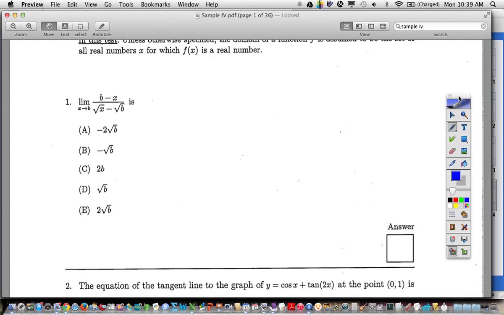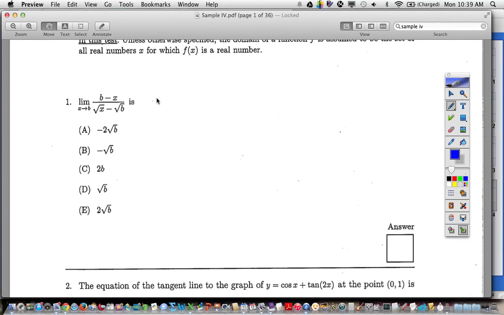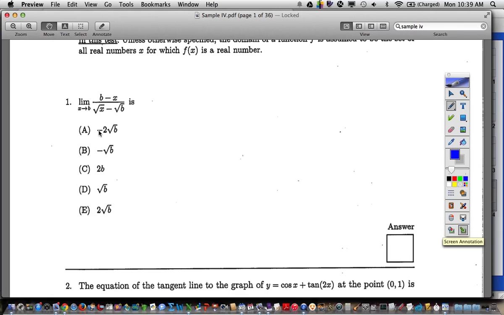Right here, very first problem, right out of the chute, is a limit problem. No calculator. Anybody have an idea what we're going to do? Conjugate. Now, first I would say plug in b. b minus b is 0. Square root of b minus square root of b is 0. 0 divided by 0 means keep going. You see those radicals, you're thinking conjugate pair.